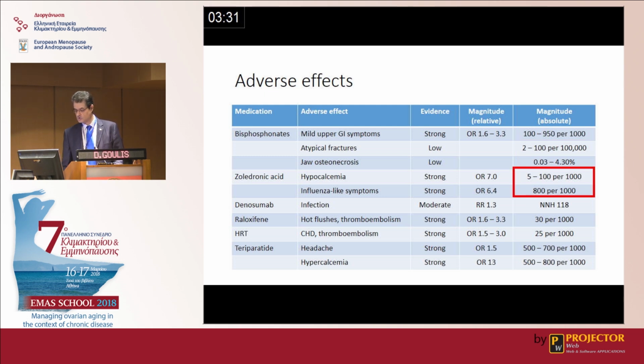Now, concerning zoledronic acid, you can see how the relative magnitude may be misleading. The odds ratio for hypocalcemia and influenza-like symptoms is almost the same, 6 or 7, but the absolute rate is quite different. The possibility of hypocalcemia is something like 10%, whereas influenza-like symptoms are around 80%, 800 out of 1,000 people. The possibility of infection or inflammatory reaction with denosumab is not very high. You need to treat 118 patients to have one such event, so the number needed to harm is 118.